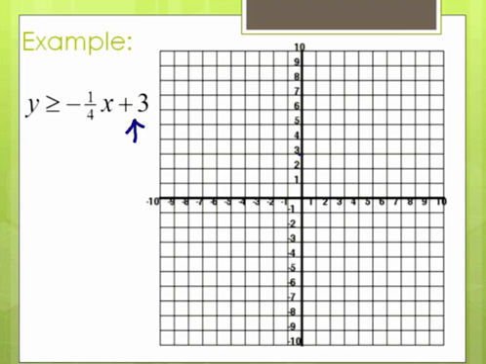So we'll go up from the origin to 3, and I'll go ahead and make a point there. And then the slope in this case is negative 1/4. So from our y-intercept, I'll go down 1 and over 4, down 1 and over 4.